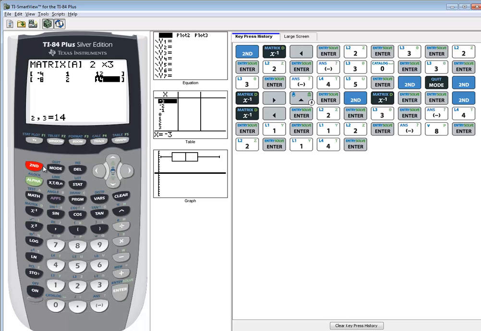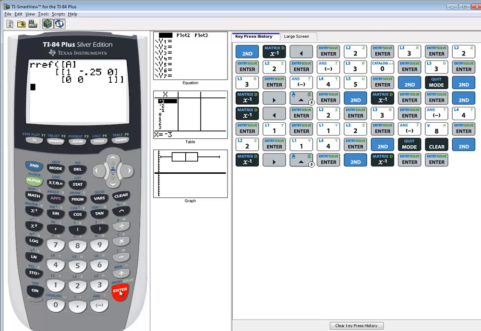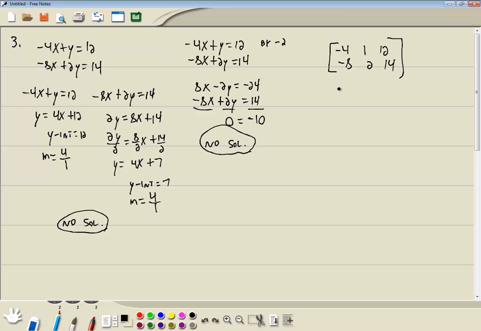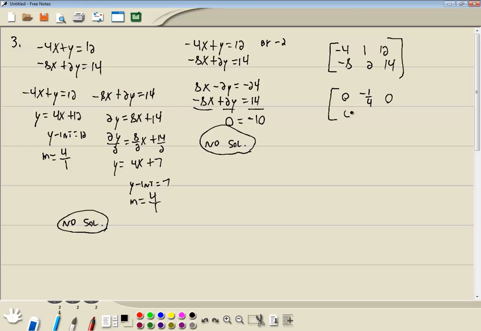Now let's do a second mode to exit out. And then I'm going to go to matrix, right arrow to math, up arrow to RREF, press enter. Go back in my matrix menu, enter on A, enter again. Now I got a decimal. We don't want decimals, so I'll do math, enter, get rid of it. And we're going to have 1, negative 1/4, 0, 0, 0, 1.